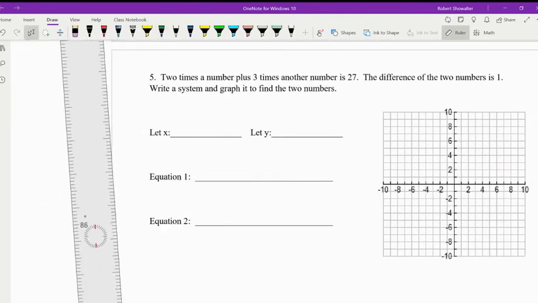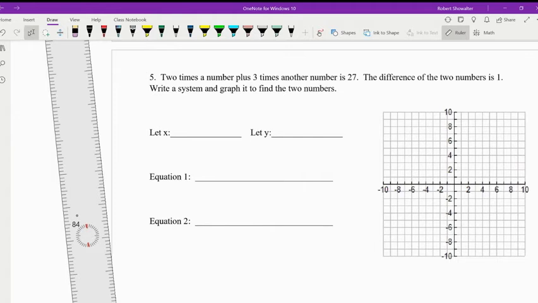So again, we're looking at a system of two equations, and then we're going to graph and try to solve the answer for it.